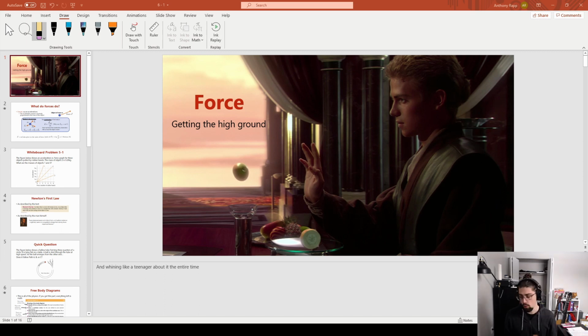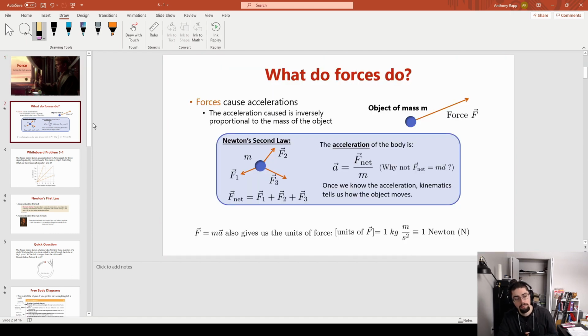So if you've actually gone through the reading and looked at some of those things, you'll see there's a variety of different forces that might be acting, but a force is essentially some sort of push or pull that is going to try to change the movement of an object. Let's talk about what they do.